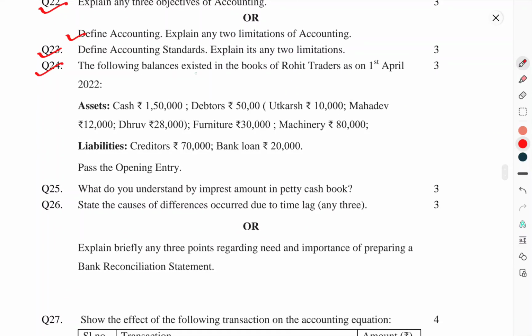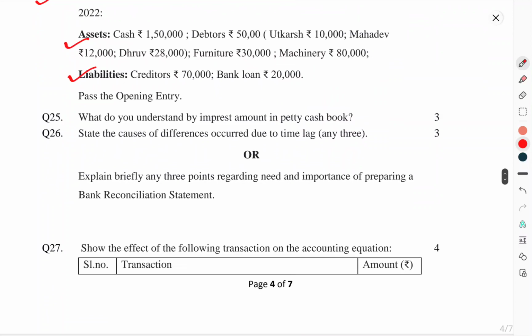Question number 24. The following balances existed in the books of Rohit Traders as on 1st April 2022. Assets and liabilities are given here. Pass the opening entry. Question number 25. What do you understand by the imprest amount in the petty cash book? Question number 26. State the causes of differences occurring due to time lag.